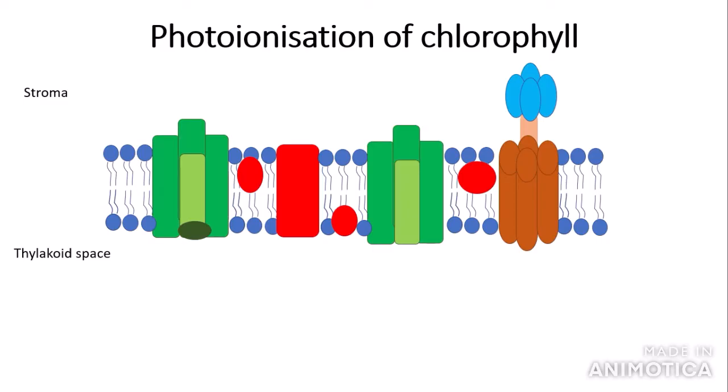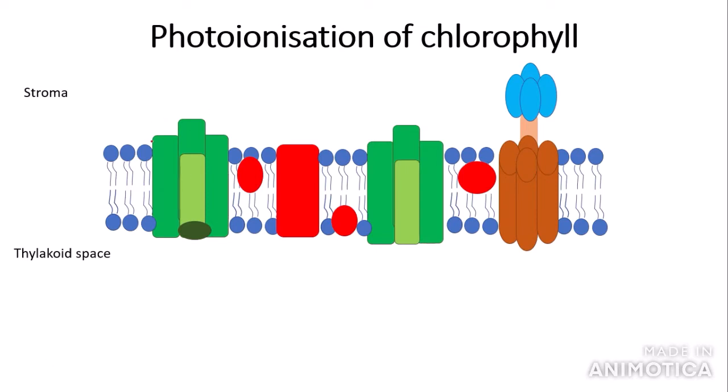So first I'm going to take you through the photoionisation of chlorophyll. Here we have a pretty terrible drawing created by me of the thylakoid membrane. We have the thylakoid membrane here, and then we have the stroma, which is like the space inside the chloroplast, and then the thylakoid space. And if I just get my pen tool out, I'll just label the different parts.